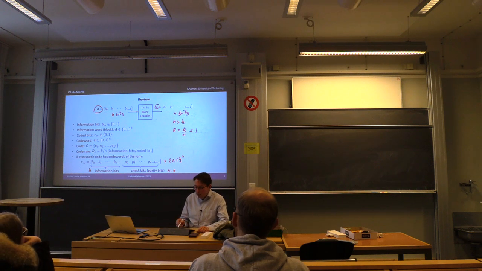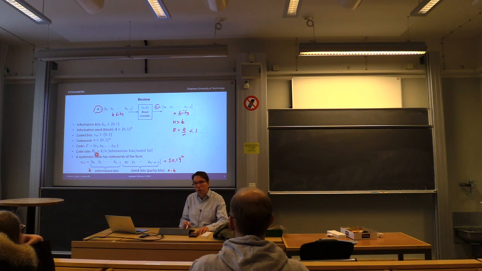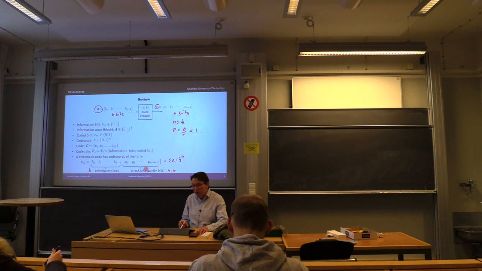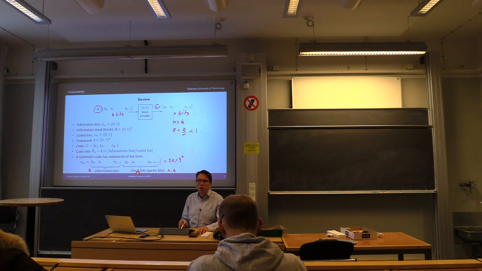And then we use different types of block encoders for different purposes. The main purpose in this course is to do error detection. So we would like to design this such that we get good error detection. We'll talk a little bit about what that means in a while. And then otherwise, in general, we would like to keep the code rate as high as possible, because that means that we add as few check bits as possible.